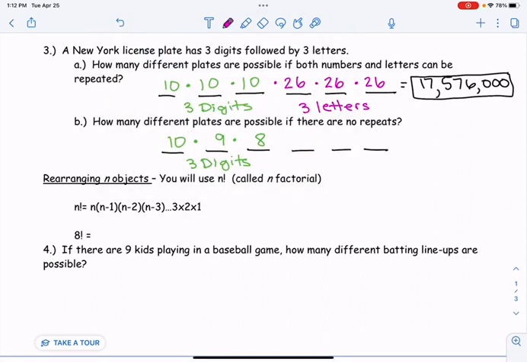Same thing happens with my 3 letters. If I can't have any repeats, then in my first letter, there's 26 possibilities. Maybe my first letter was a Q. I can't have the Q again, so now there's only 25 letters to choose from for my second spot. And maybe the second letter was an X. So if the Q and the X are gone, then there's 24 spots for the third letter. So multiply your 10 times 9 times 8 times 26 times 25 times 24. And now that drops us down to 11,232,000 license plates.